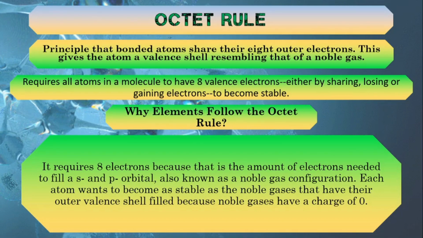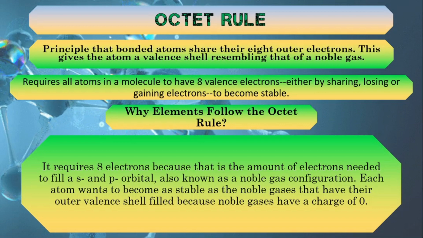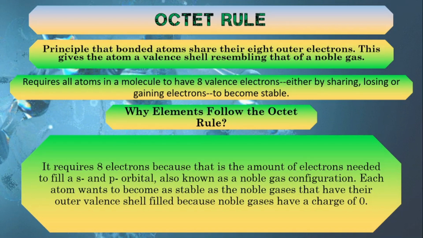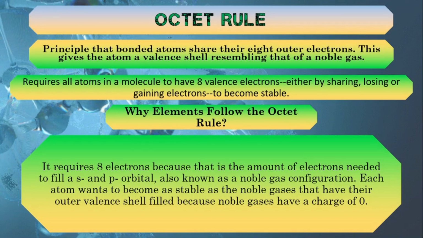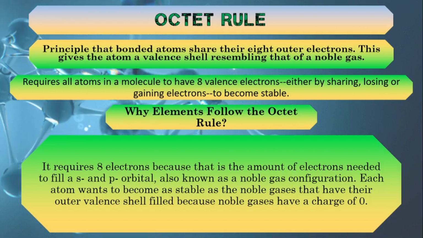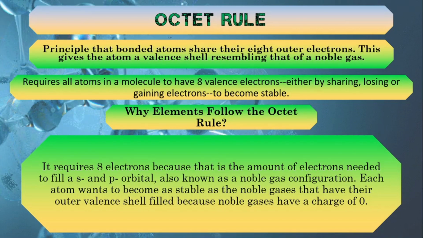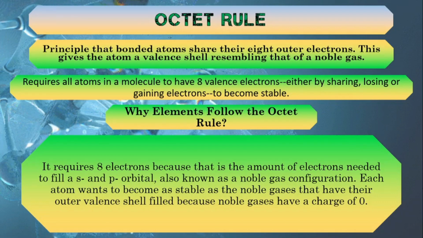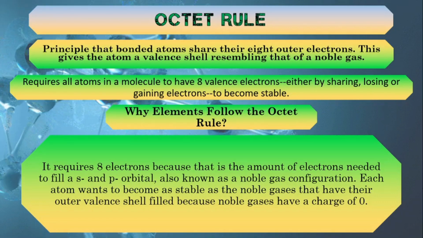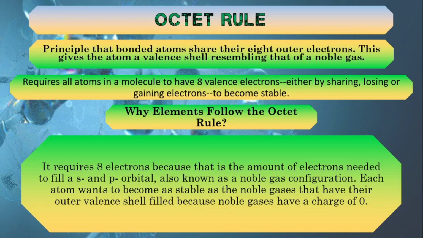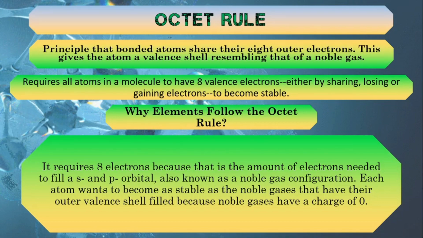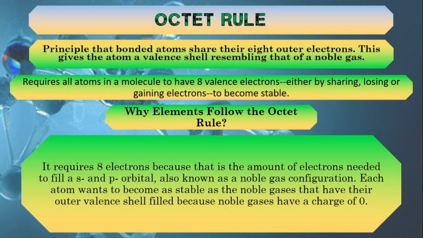So why do elements follow the octet rule? It requires 8 electrons because that is the amount of electrons needed to fill the s and the p orbital, also known as the noble gas configuration. Each atom wants to become as stable as the noble gases, which have their outer valence shell filled, because noble gases have a charge of 0.